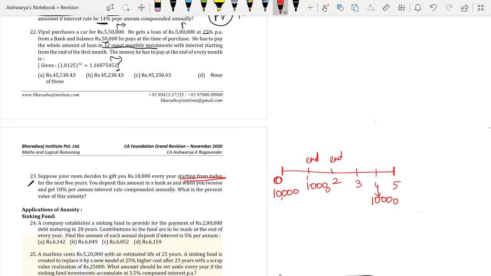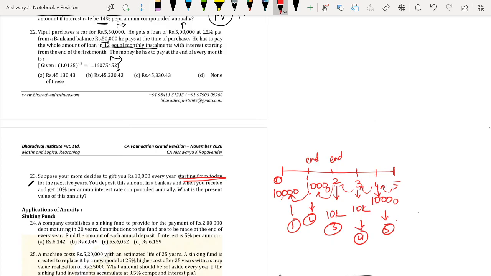So she has given you 5 installments. 1, 2, 3, 4, 5. Only thing is she gave you at the beginning of the year. So she gave you the beginning of the first year which you took here. She gave you the beginning of the second year which you took here as end of first year. She gave you the beginning of the third year which you took here. Then the beginning of the fourth year which you took here. Beginning of the fifth year which you took here as the end.